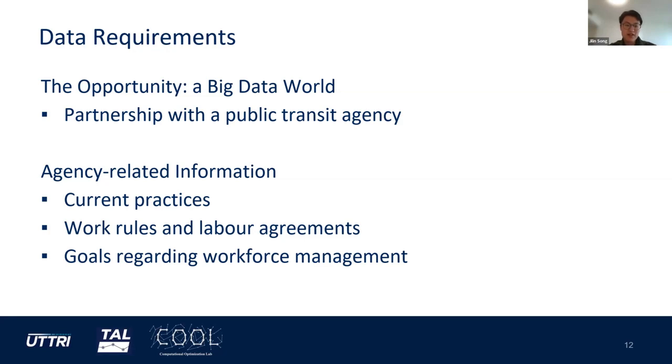Ideally, we would like to partner with a public transit agency. Many agencies have now adopted scheduling software, such as Hastus or Trapeze, and these can both store very high quality transit data. And the good thing about partnership with a public transit agency is that we can learn more about their current practices regarding the Extraboard. And also we can learn about what they want to achieve through a research project.